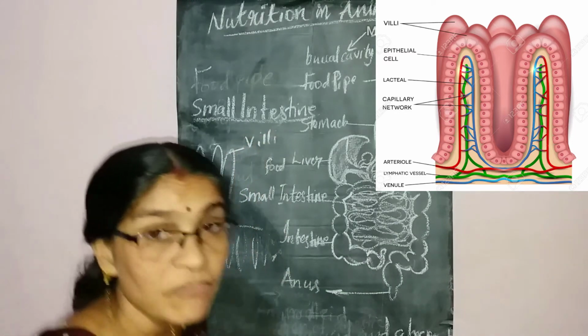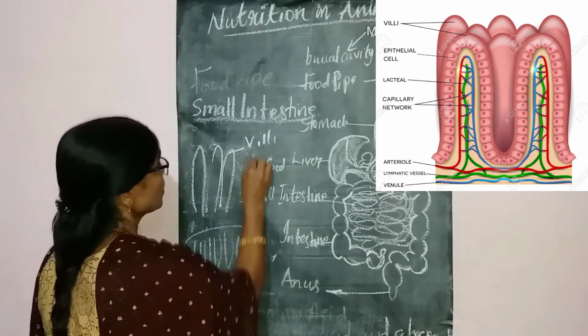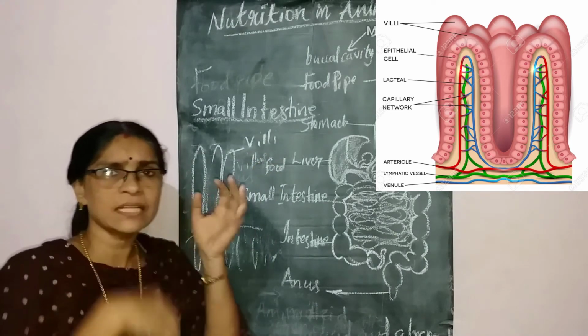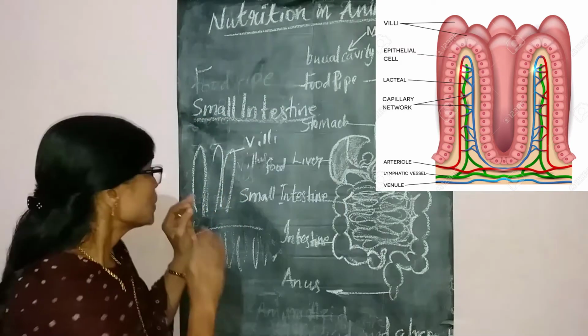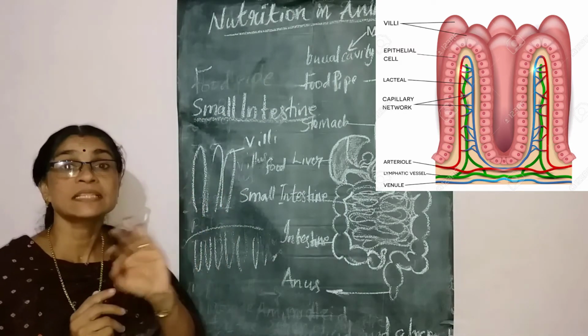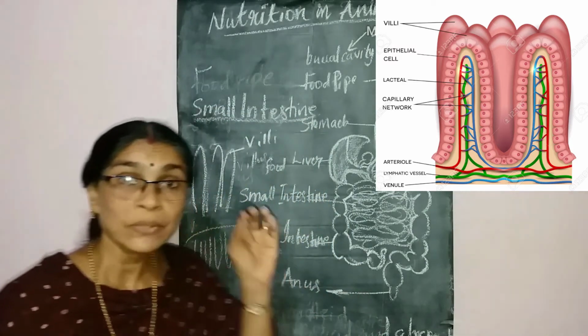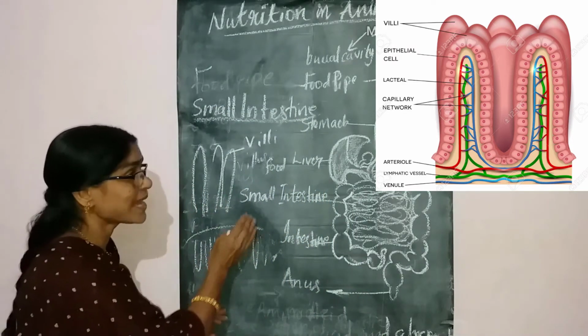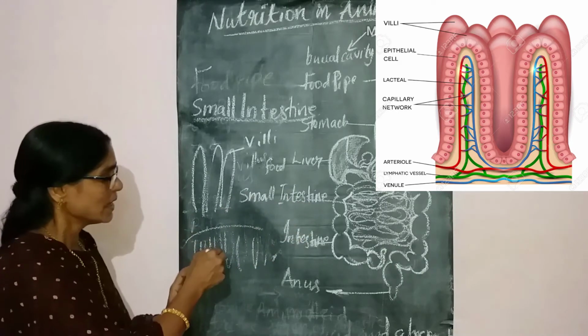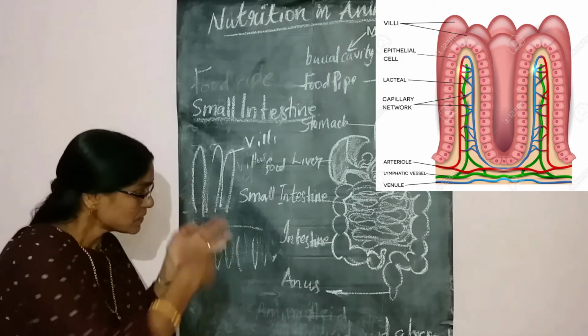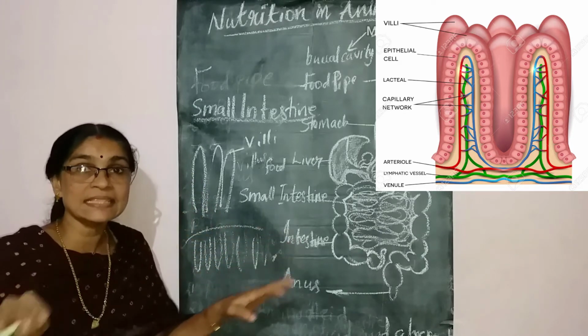Singular, we are calling villus. Why are these walls folding, having these finger-like projections? To increase the surface area for the absorption of digested food. Because of these foldings, it can increase the surface area.